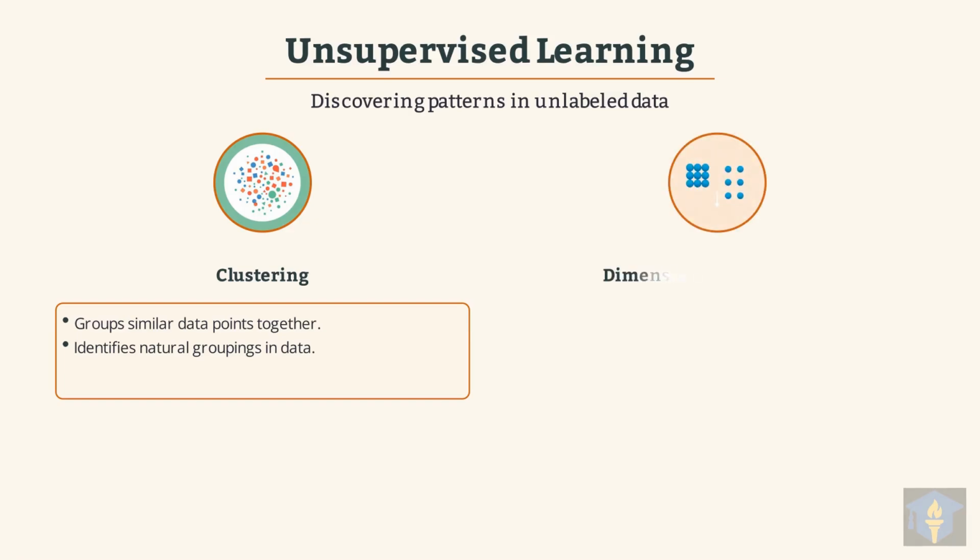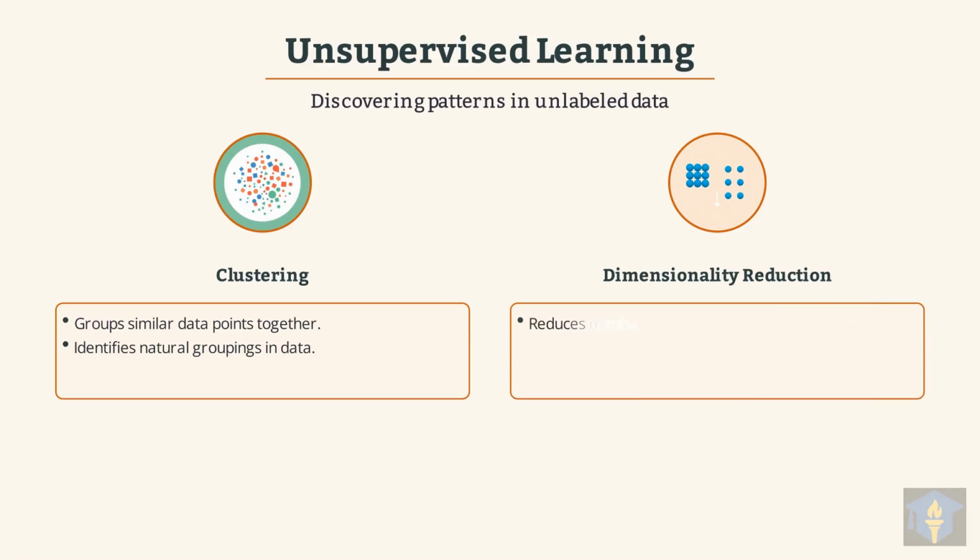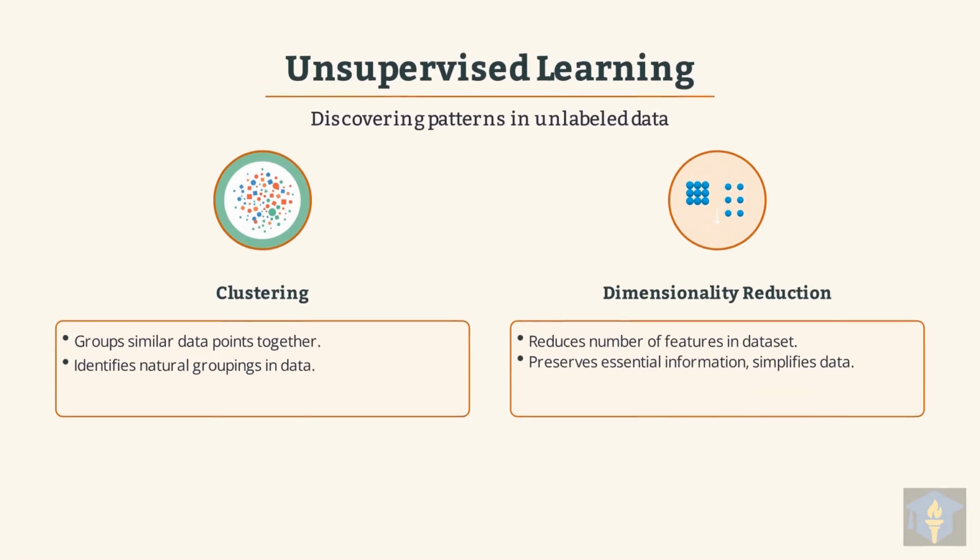Next, we delve into dimensionality reduction, a crucial technique for simplifying complex datasets. This process aims to reduce the total number of features or variables in your dataset significantly. Importantly, it preserves the essential information while simplifying the data for easier analysis and visualization.